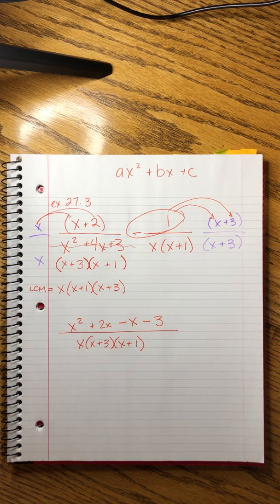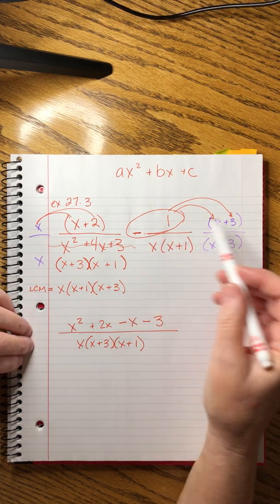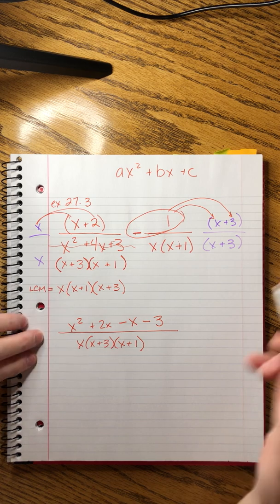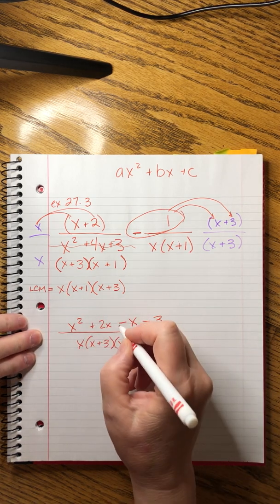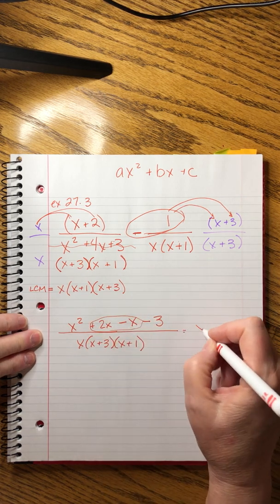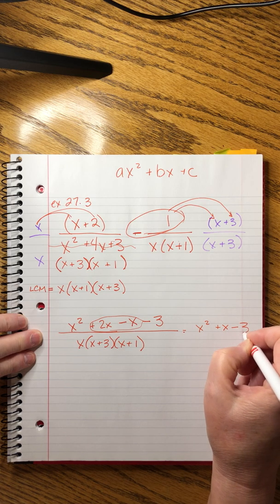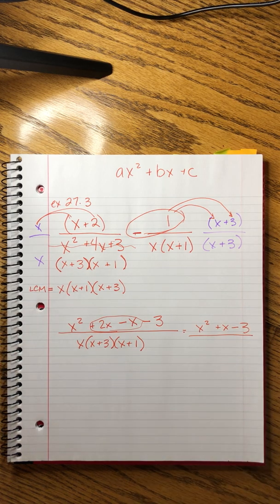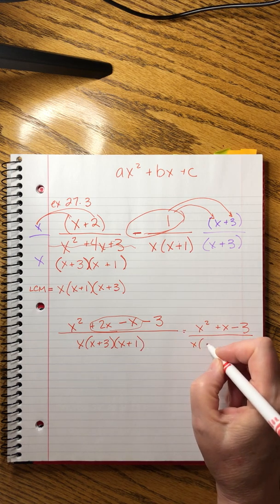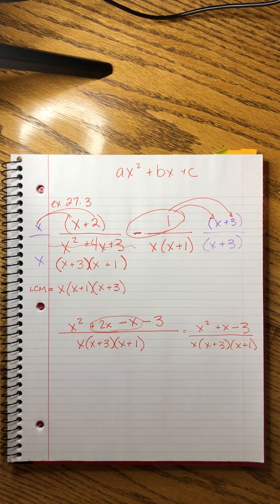That is kind of tricky, isn't it? So make sure that when you have a minus sign in between, you're really careful that that gets distributed. Okay, now, let's see, it looks like I just have this pair of like terms, so my final answer is going to be x squared plus x minus 3 all over this thing. X times quantity x plus 3 times quantity x plus 1. Double checking. Yes, that's our final answer.